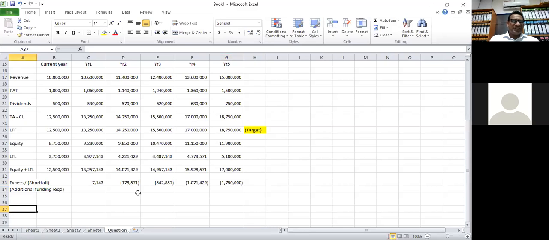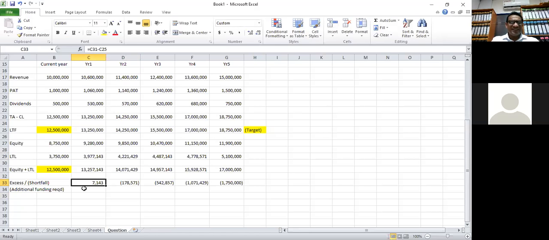So in year one, year zero is okay. Year zero, the current year, is perfectly balancing because both these are equal to each other. In year one, this is your target, but equity plus long-term liabilities total is 13,257,000. So there's a small difference. Is this correct? That is correct. It is a slight excess, 7,143.